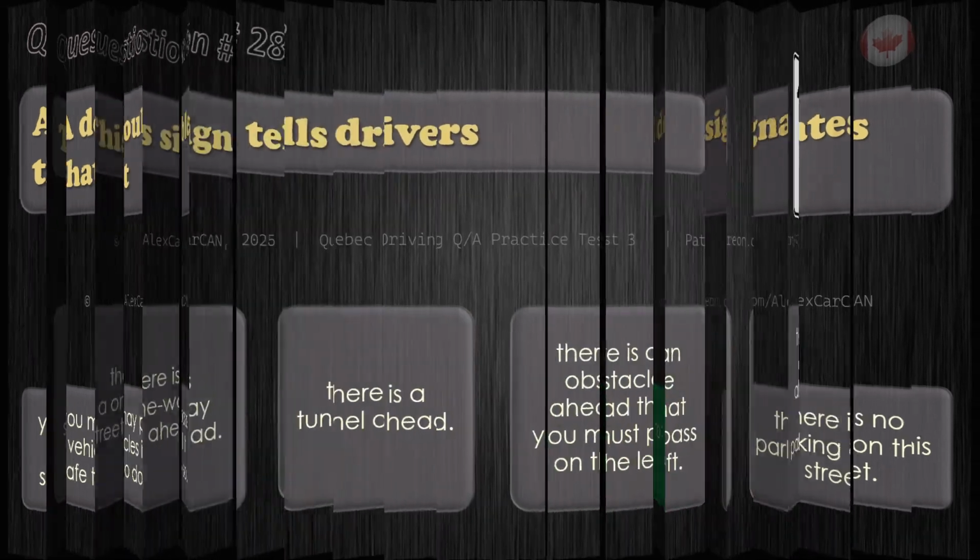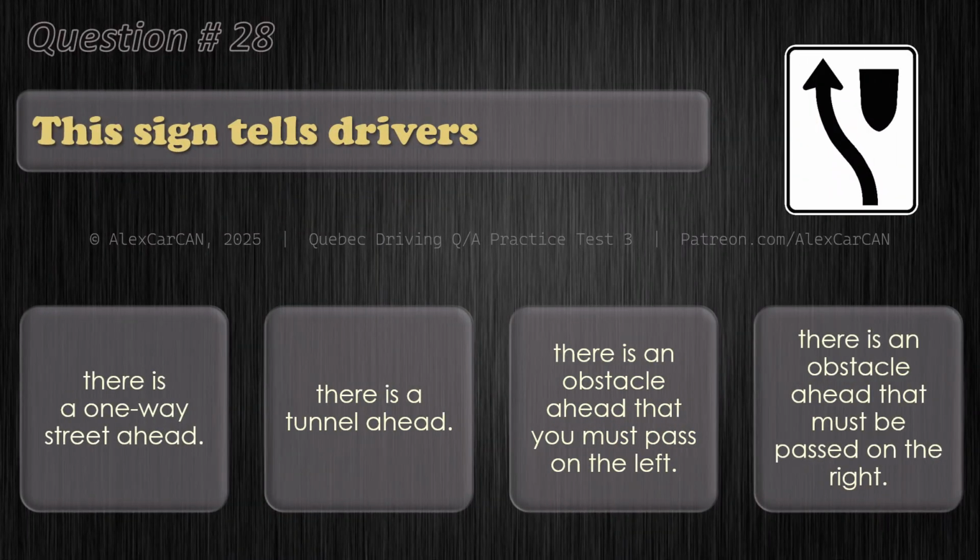Question number 28. This sign tells drivers there is a one-way street ahead. There is a tunnel ahead. There is an obstacle ahead that you must pass on the left. There is an obstacle ahead that must be passed on the right. The correct answer is: there is an obstacle ahead that you must pass on the left.